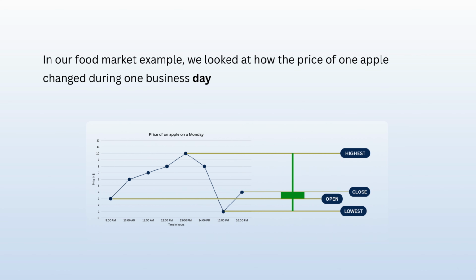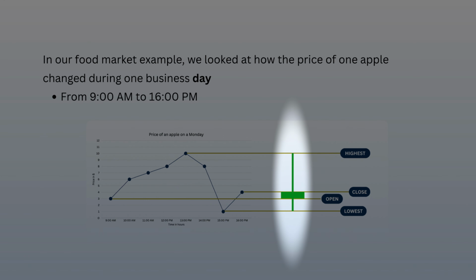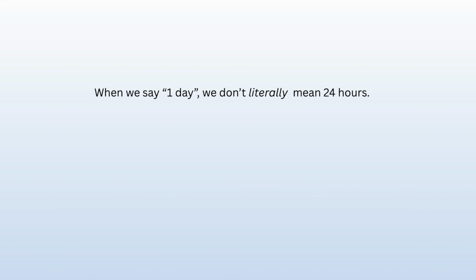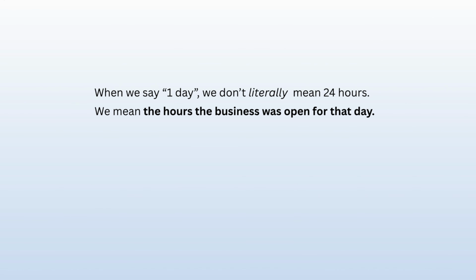In our food market example from the previous chapter, we looked at how the price of one apple changed during one business day. The business day being from 9 a.m. until 4 p.m. And the picture that you see down below is once again the price movement during the day that led to the making of the price candlestick that you see on the right. Note that when we say one day, we don't literally mean 24 hours. I know that a day technically has 24 hours, but in trading, when we say one day, we actually mean the hours that the business was open for that day.